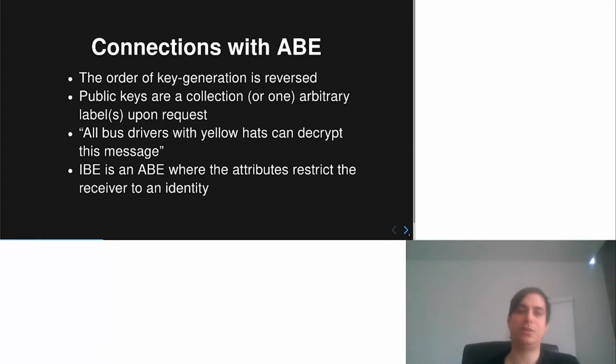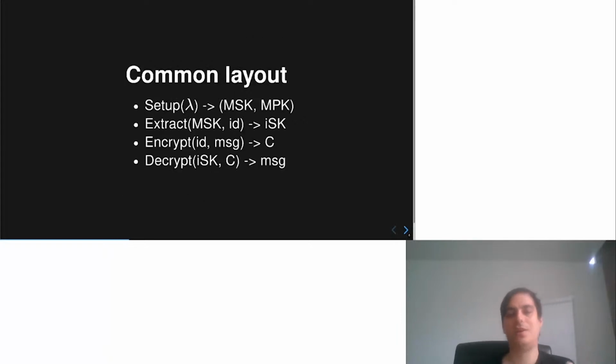But this can't be just one arbitrary string. It can be a set of attributes where you can define, for example, that all bus drivers with yellow hats can decrypt a message, and you can represent these attributes in a Merkle tree or something, or a hash accumulator, for example. So identity-based encryption is basically a form of attribute-based encryption where the attributes are so strict that these attributes specify the decryptor into one single identity. So the takeaway here is that identity-based encryption is just a form of attribute-based encryption.